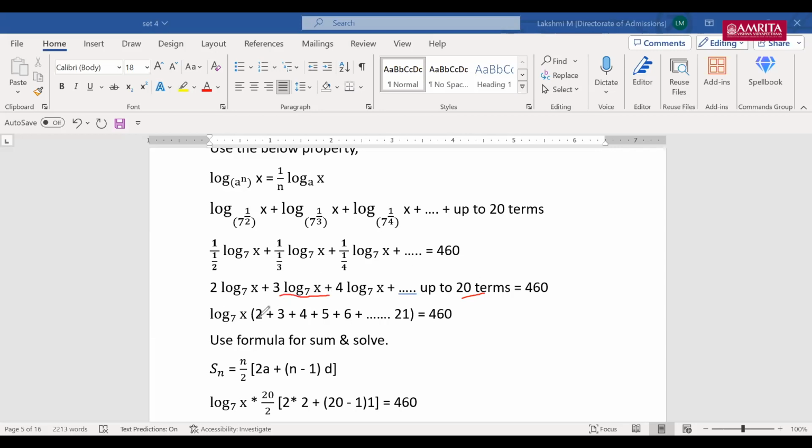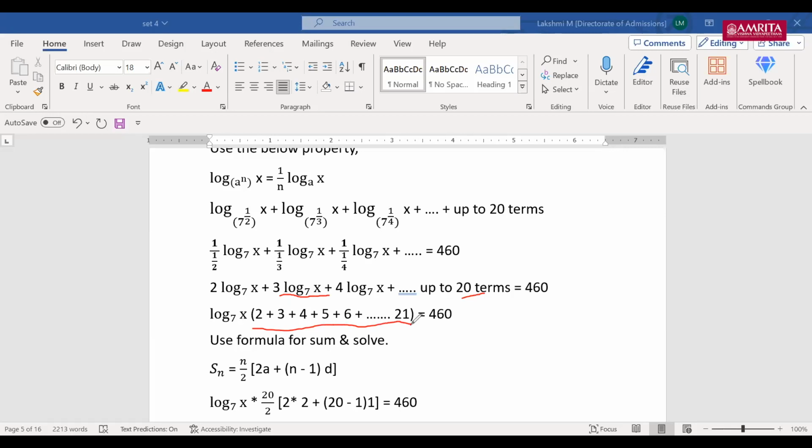So I'm just taking it outside and I got a series. It's 2 plus 3 plus 4 plus 5 plus 6 plus etc. up to 21. Now, you'll be able to use the formula for sum and you'll be able to substitute it. So what is the sum for this series?